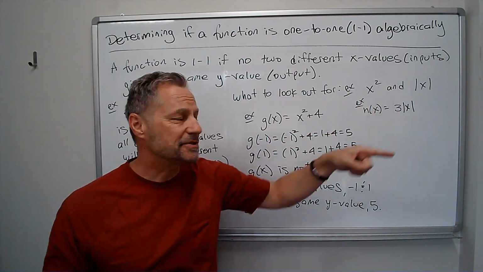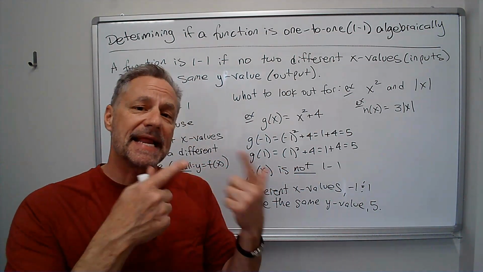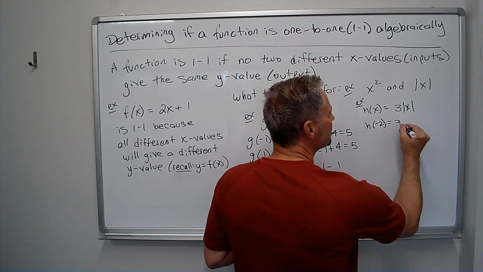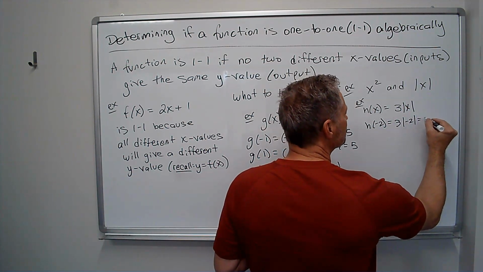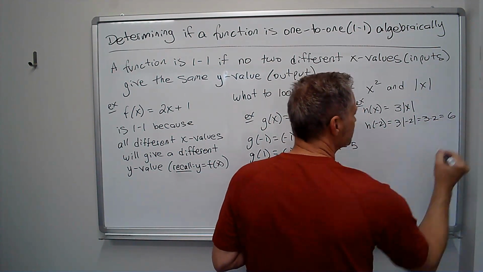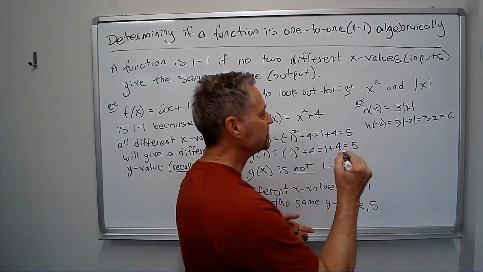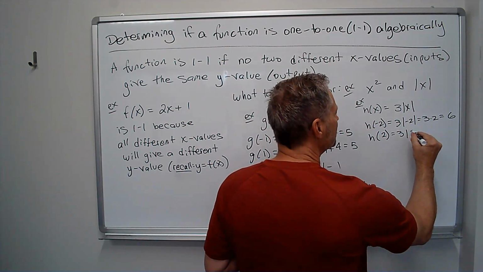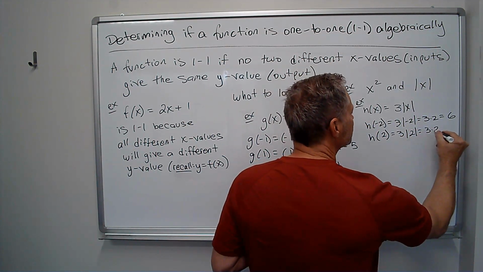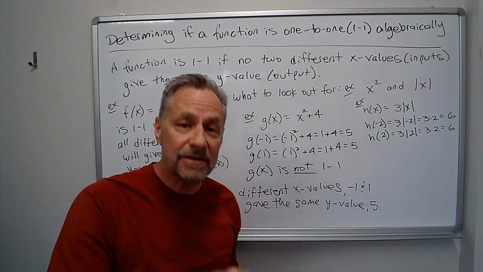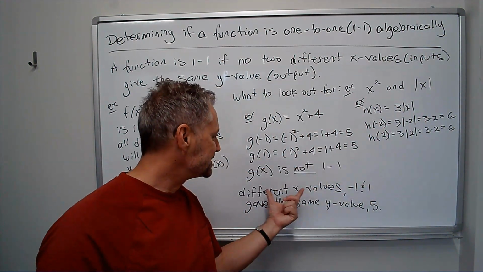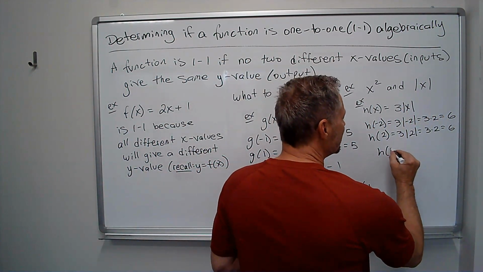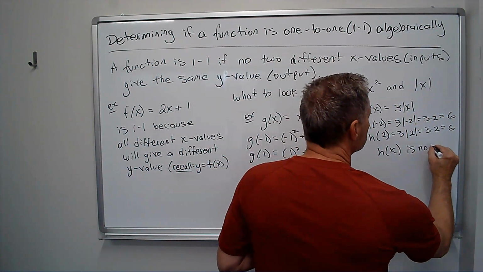So let's look at an absolute value. We'll do a similar thing. Let's plug in -2 and +2. So h of -2 is going to be 3 times the absolute value of -2, which is 3 times 2, which is 6. But if I plug in +2, the absolute value doesn't care what you plug in, positive or negative. It's still going to come out as a +2. I'm still going to get 3 times 2. I'm still going to get 6. So again, for the same reason, different x values gave me the same y value. h of x is not one-to-one.